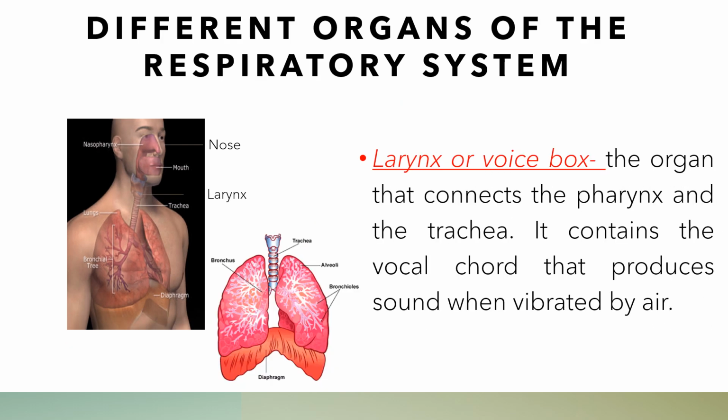How about your larynx or voice box? The larynx or the voice box is the organ that connects the pharynx and the trachea. It contains the vocal cords that produce sound when vibrated by air. Basically, your larynx or voice box is often used when you are about to speak.